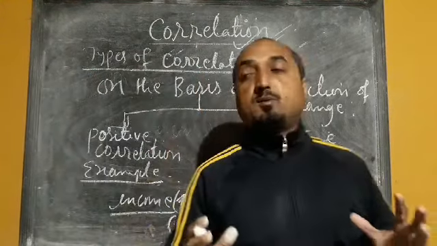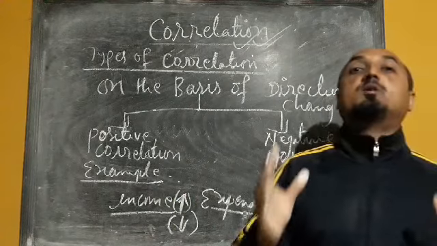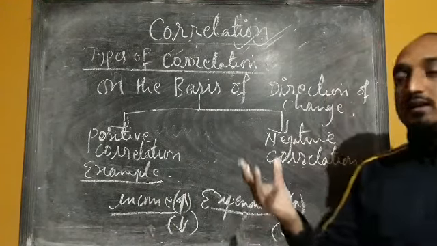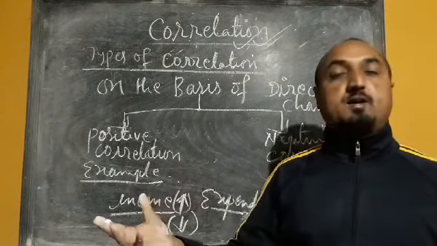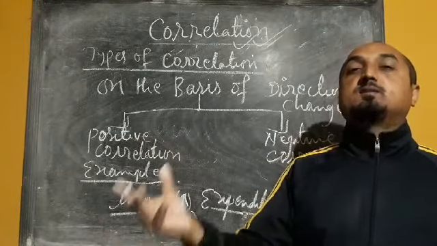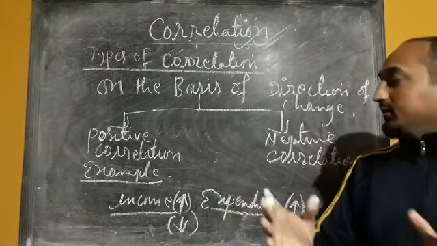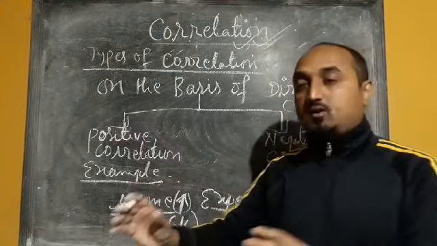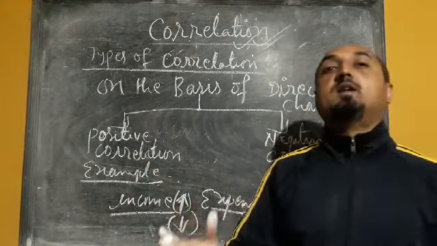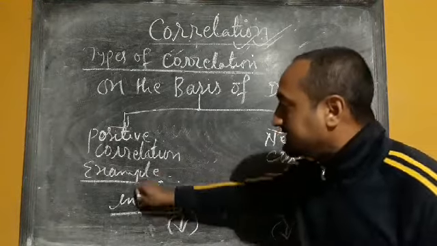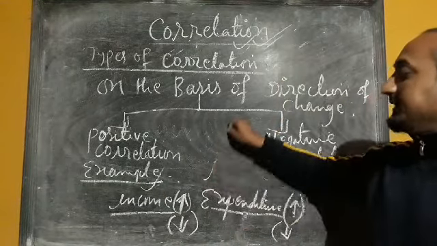This type of correlation is called positive correlation. So income and expenditure are two variables that are positively interrelated, or we can say that there is a positive correlation between income and expenditure.